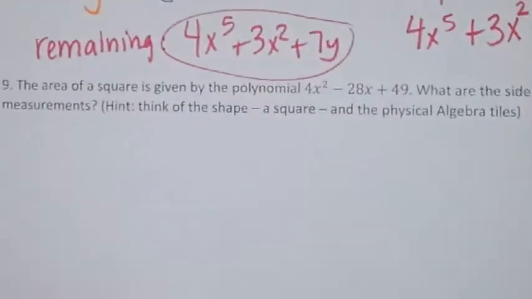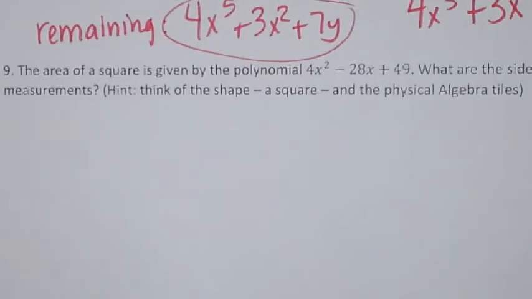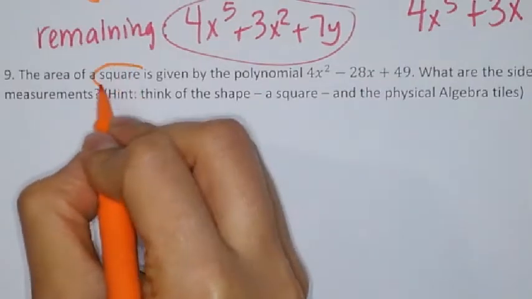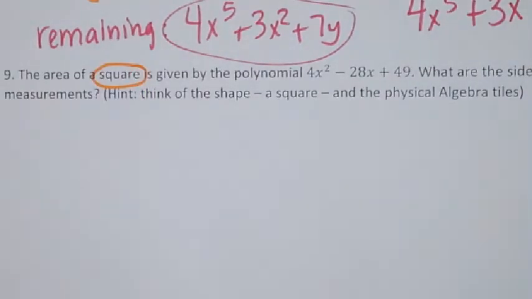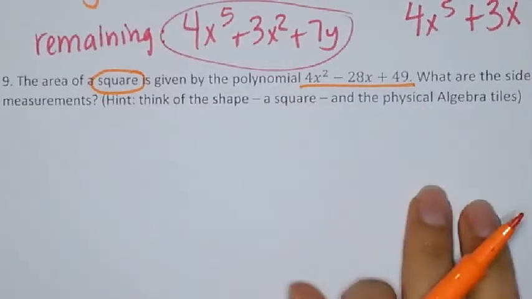Alright. This question gave some trouble to some of you today. And if we didn't get to cover it, please pay attention here. Alright, so this one is an area of a square. So they tell us immediately that this is a square. Okay, and then here's a polynomial. And then so what are the side measurements?